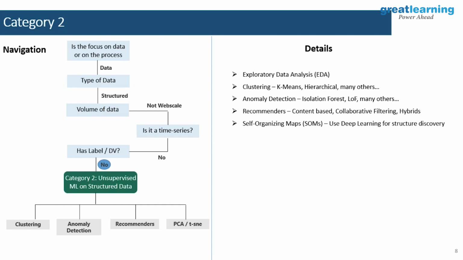So exploratory data analysis is still important. You need to understand the structure within your data. Clustering: k-means, hierarchical, many others. Anomaly detection: isolation forest, LOF, I forgot what the expansion is. Recommenders: content-based, collaborative filtering, hybrids. There is another thing called self-organizing maps, SOMs, right, which is basically a little more advanced way of doing clustering, right, and also identifying outliers, right.